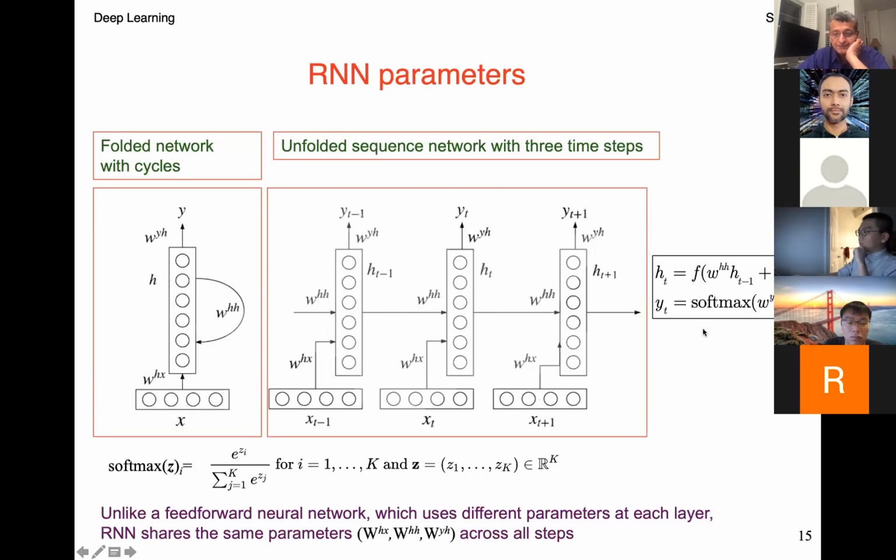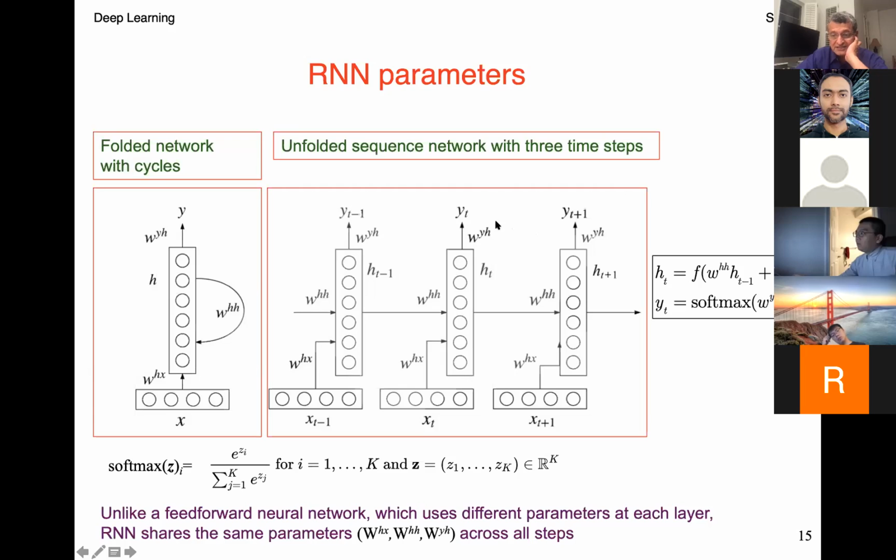And the equations are given here. What is this HT? At time T, it is a function of WHH times HT minus 1. So this is HT minus 1, this set of values multiplied by WHH. And then we have WHX, these weights multiplying the XT. And what are these HT values? It's some activation function F of these two sets of values together. So this is how we are merging the two values, adding them together, computing.